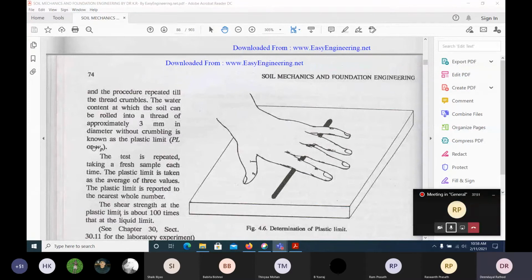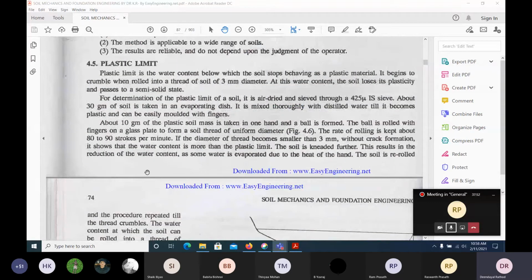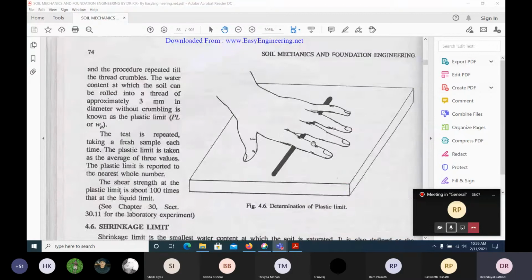Understood? The procedure is given here. Take 10 grams of soil. Again you mix it and pass it through the sieve. For 25 microns you add water and make it like a plastic state. If you added more water, we cannot make this particular thread kind of form. Then you have to reduce the water and keep on doing this. What do you say? Trial and error method.